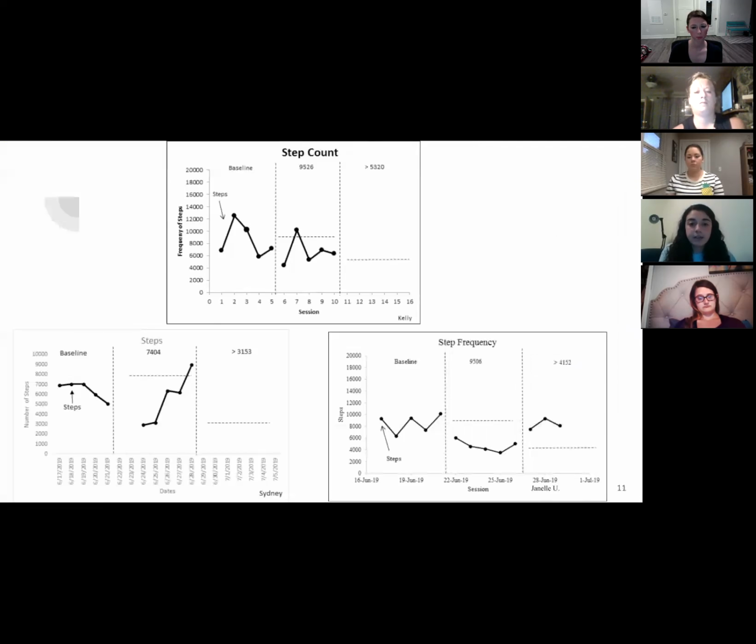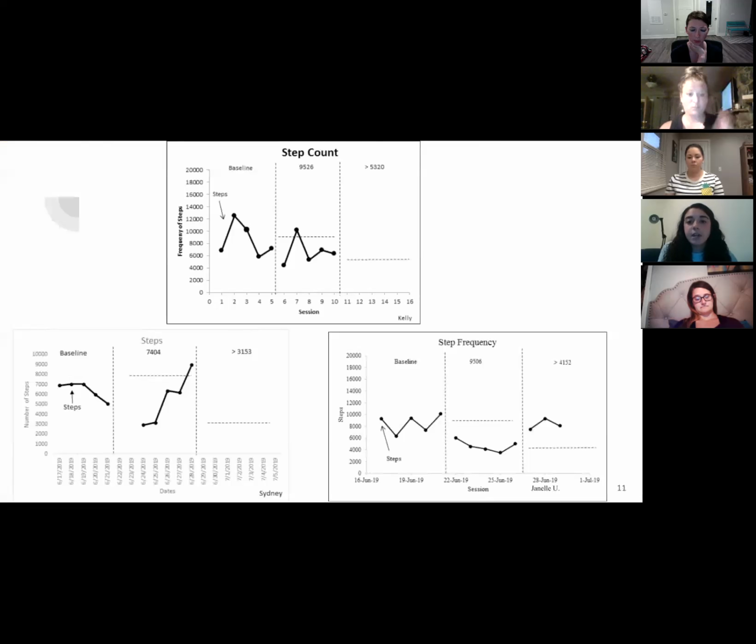Below on the left-hand side, we can observe Sydney's graph. After Sydney achieved a stable baseline, she moved into her phase 1 and set her criterion to 7,404 steps, since that is 1,000 steps more than her average from the baseline phase. Sydney also achieved her goal 1 out of 5 days during the observation period. Therefore, her phase 2 criterion was set to 3,153 steps, since that was her 4th highest step count from the phase 1 period. And last but not least, we have Janelle on the bottom right-hand side. We can see that Janelle obtained a stable baseline. She entered into phase 1.